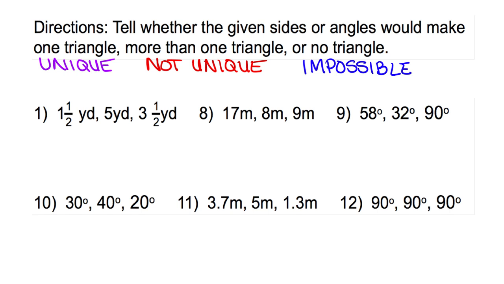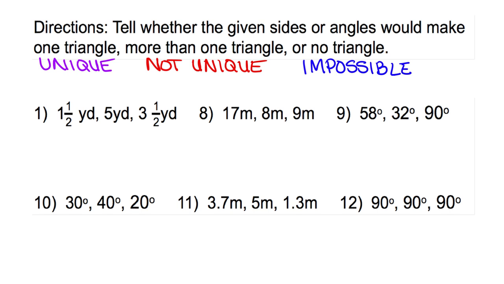Number 11, do we have sides or angles? Those are sides. How do we test sides? Add the lowest ones. Okay. So 3.7 and 1.3 gives us how much? 5. Gives us 5. So will that create a triangle? No. No triangle.